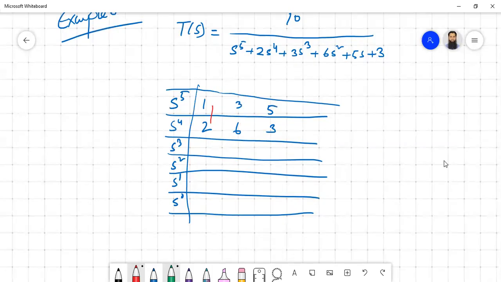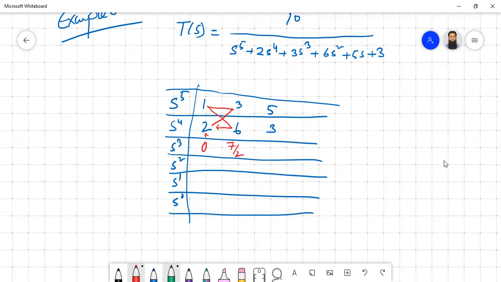Okay, next is filling up the rest of the table. The format was: multiply these two, then subtract the multiplication of these two, then divide by this one. So 6 minus 6, that is 0, is coming. Then for the next one, the first two will always be there. So 5 into 2, that is 10, minus 3, that is 7, 7 divided by 2.